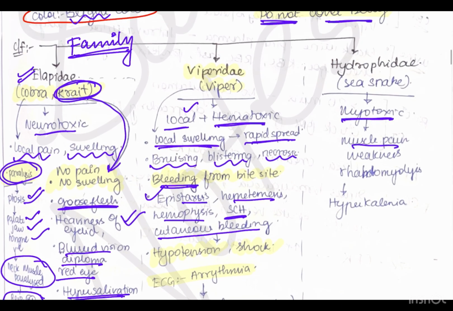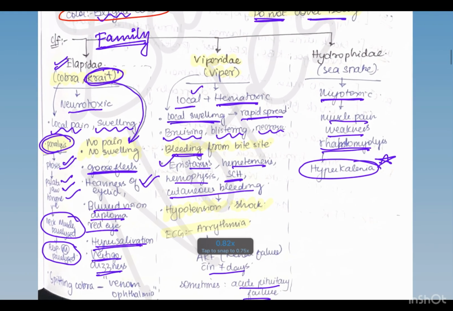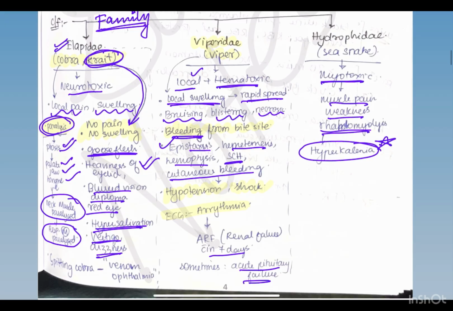Sea snakes are myotoxic. They cause muscle pain, weakness, rhabdomyolysis, and lead to hyperkalemia. These are the clinical features based on each family.